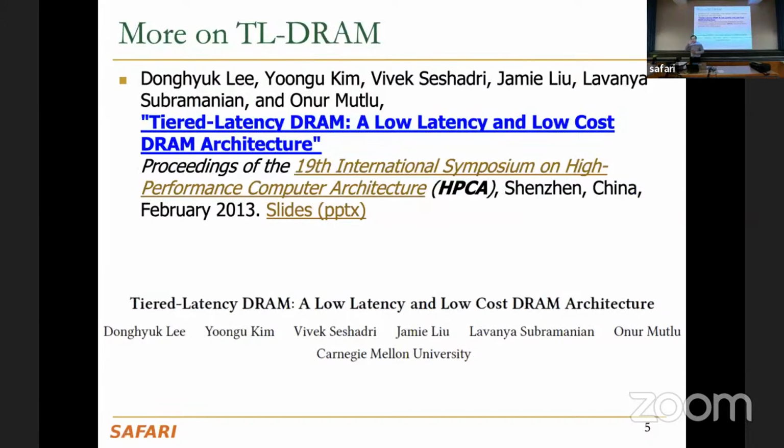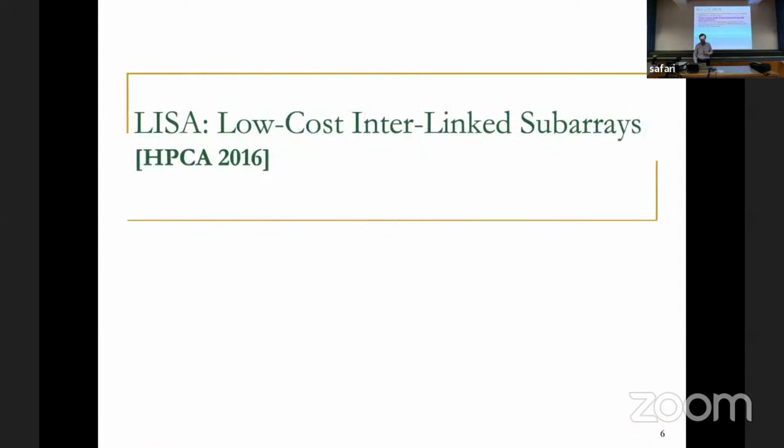So we discussed this idea of tiered latency DRAM, which is a heterogeneous architecture that introduces heterogeneity into the subarrays by using isolation transistors, where a small portion of the subarray can be used as a low latency memory, and you can use that as a cache for the high latency portion of the memory. I'm not going to go over that, but we discussed this last time. If you have any questions, feel free to ask.